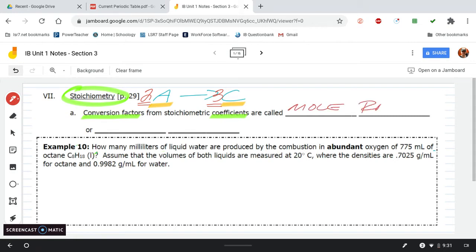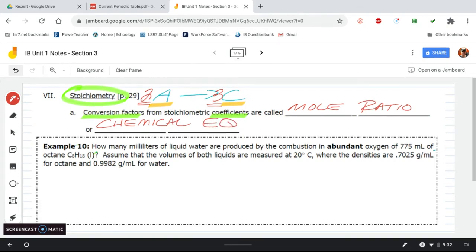We're going to use what's called the mole ratio, and you're always going to have this. This is the step that lets you go from chemical A to chemical B, and that's going to be critical. Now, sometimes in these IB textbooks, they also use the term chemical equivalence. So a couple of terms for the same thing. Just be aware of that. Mole ratio or chemical equivalence.